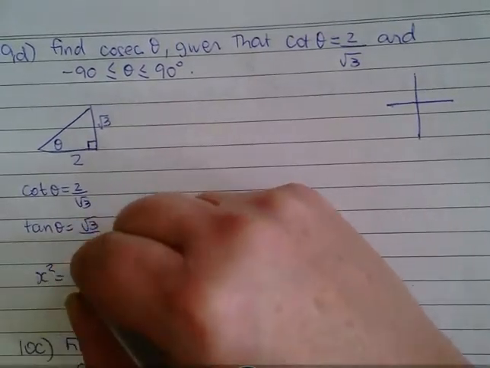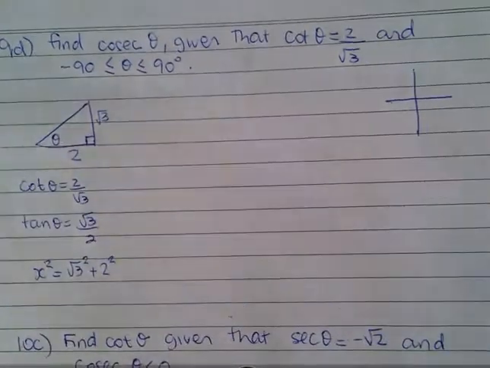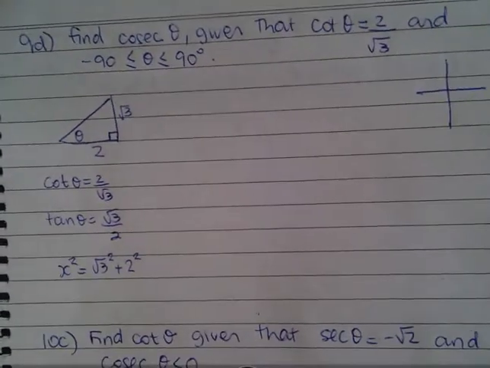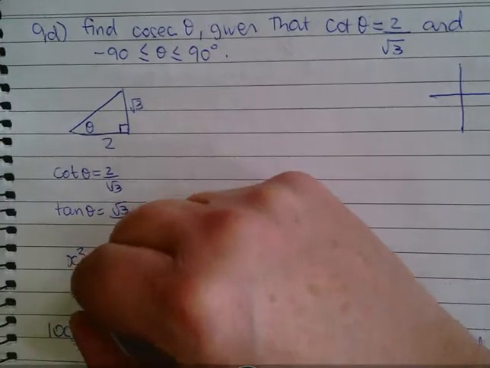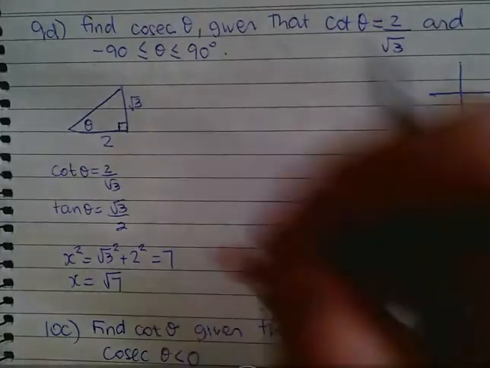X squared is root 3 squared. I'd be writing this one out. Because what's root 3 squared? 3. 3 plus what? 4. 7. X is? Good. Put that in.